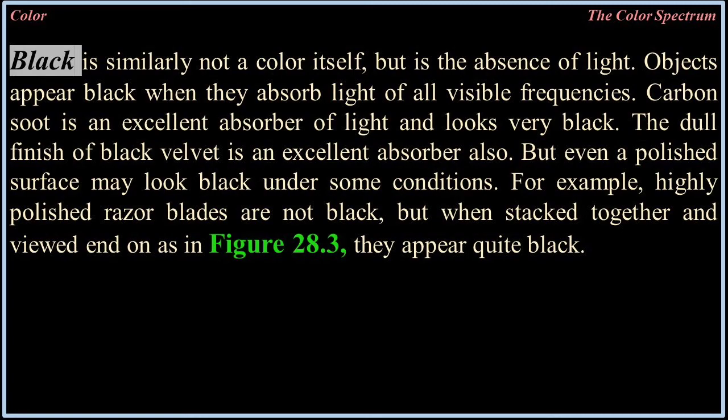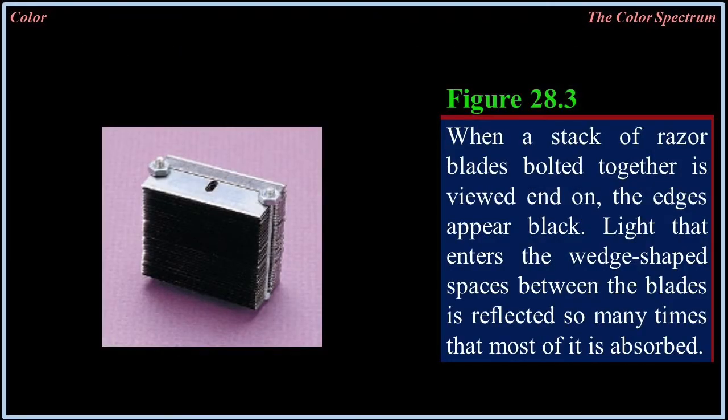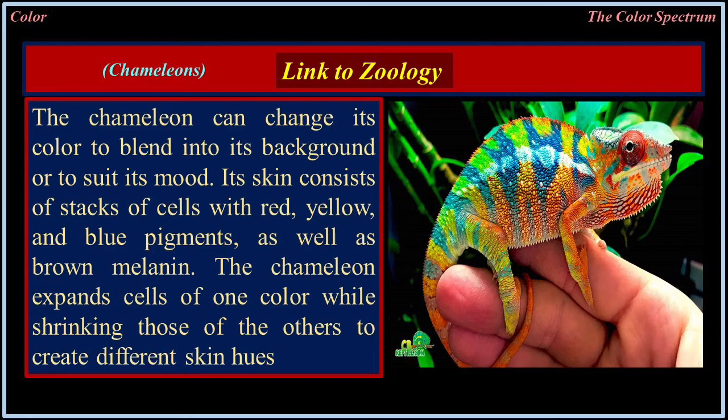For example, highly polished razor blades are not black, but when stacked together and viewed end on, as in Figure 28.3, they appear quite black. Figure 28.3: When a stack of razor blades bolted together is viewed end on, the edges appear black. Light that enters the wedge-shaped spaces between the blades is reflected so many times that most of it is absorbed.